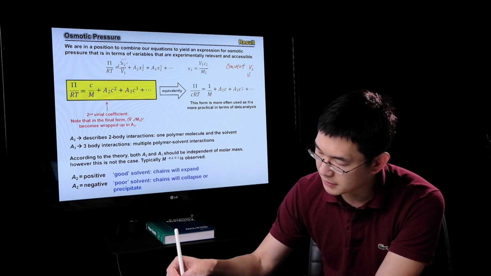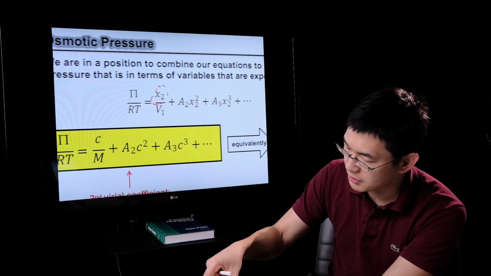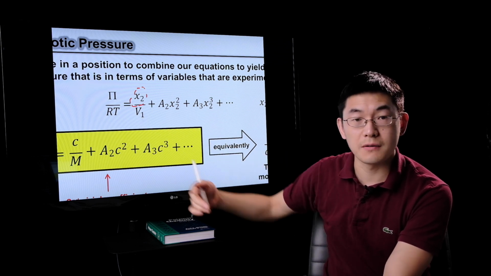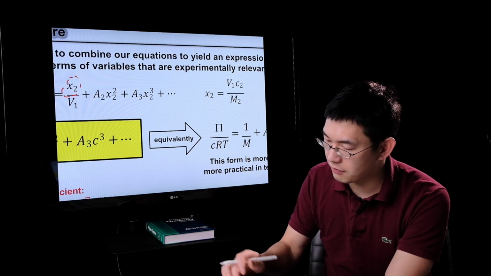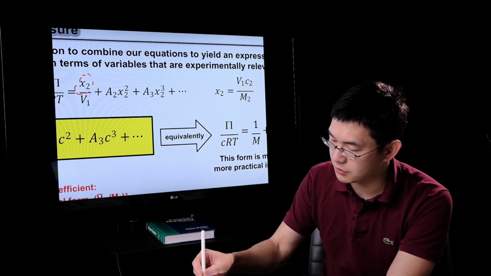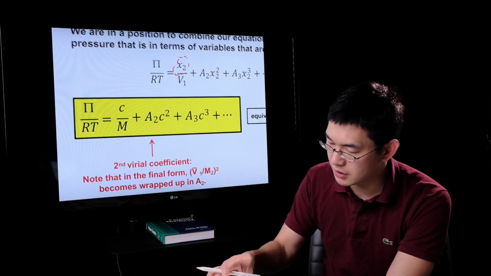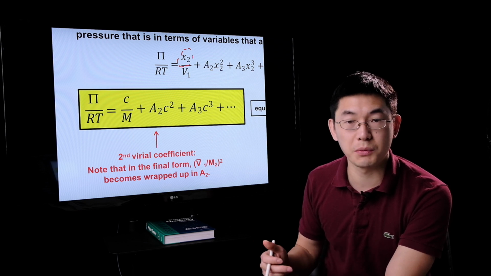And I'll explain in a minute why we need to do that. Because in the very simple and beautiful equation shown here, we still have a V1 term. It's not an easy measurement for this particular term. However, if we add in these X2, convert them into the concentration, we can reach this very simple and beautiful equation for the osmotic pressure.